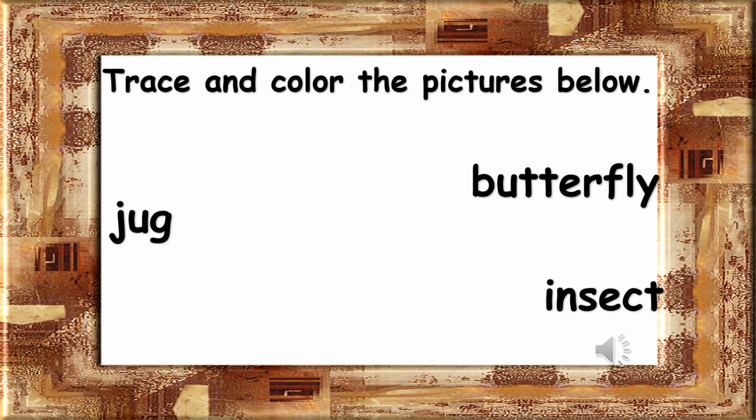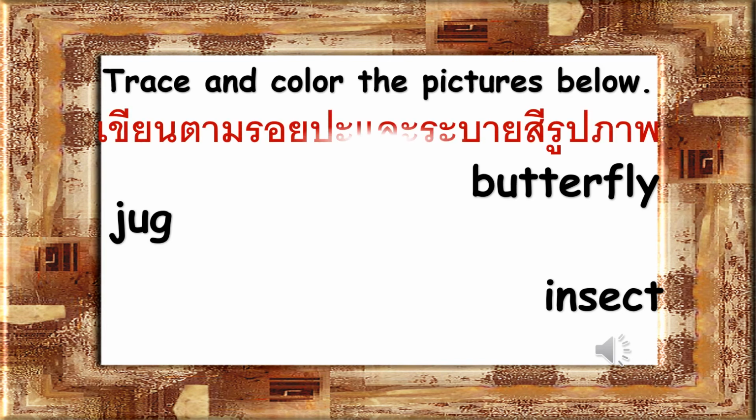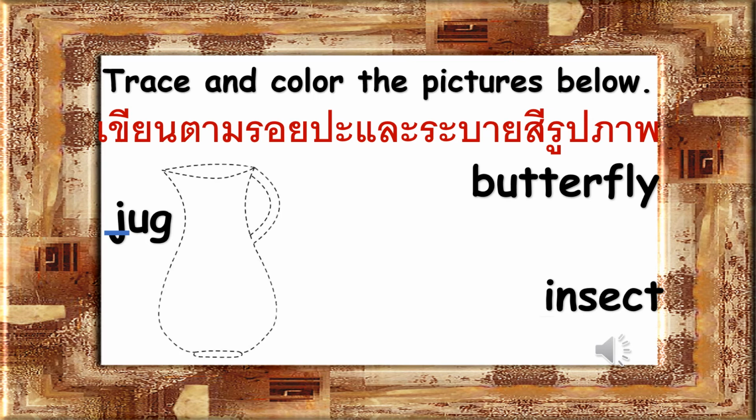Trace and color the pictures below. J, jug. I, insect. B, butterfly.